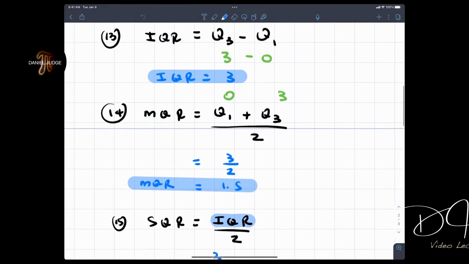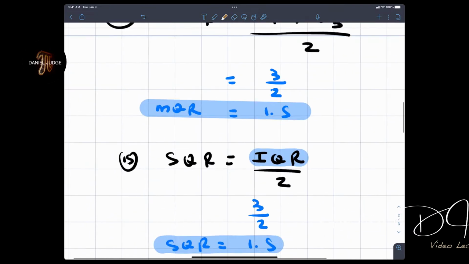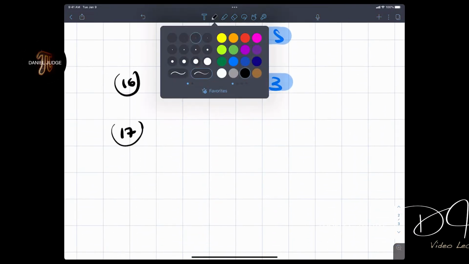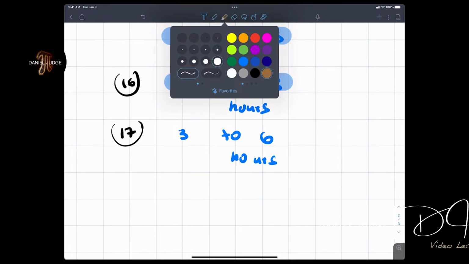All right, so go back to the box plot here. The top, that means it's to the right. It's not in the middle. So the top 25% is right here. That's the data values from 3 to 6. So the number of hours of sleep for the top 25%, that just means to the right, is from 3 to 6 hours. Okay, we're going to write that down. And remember, these are all in hours.